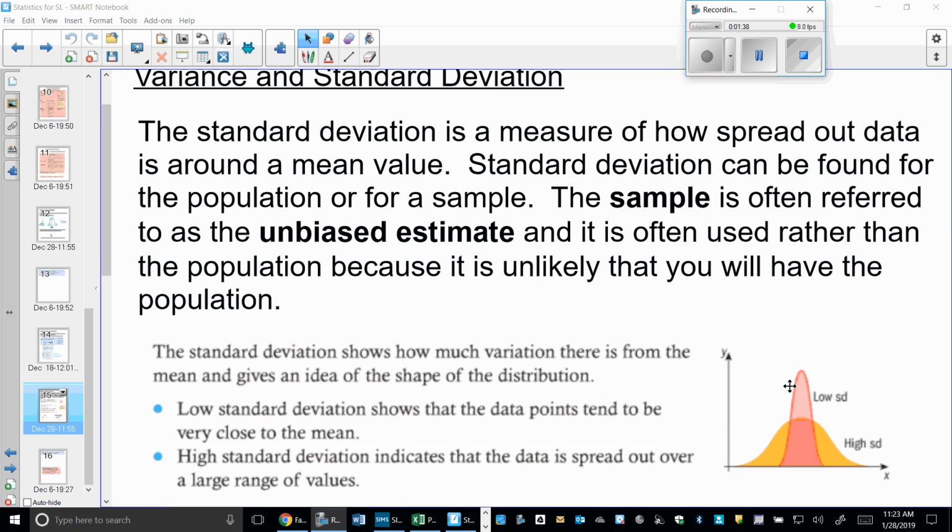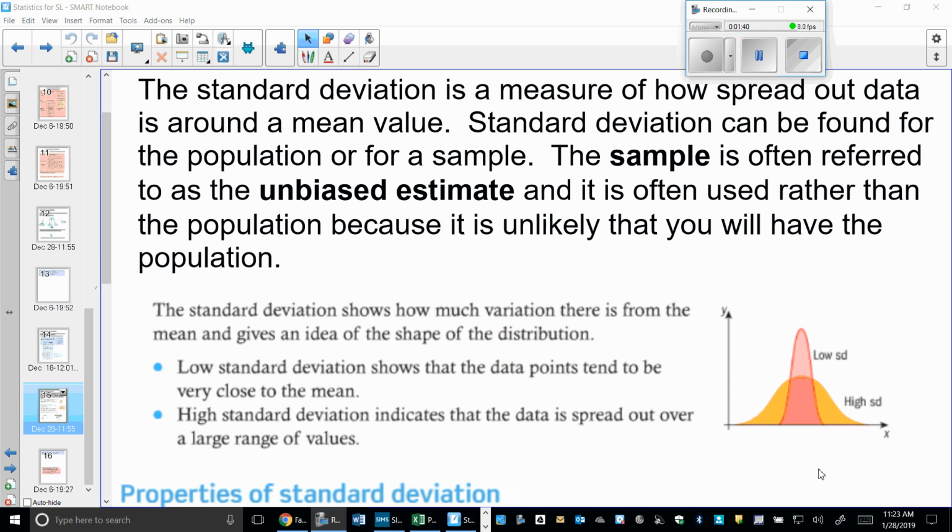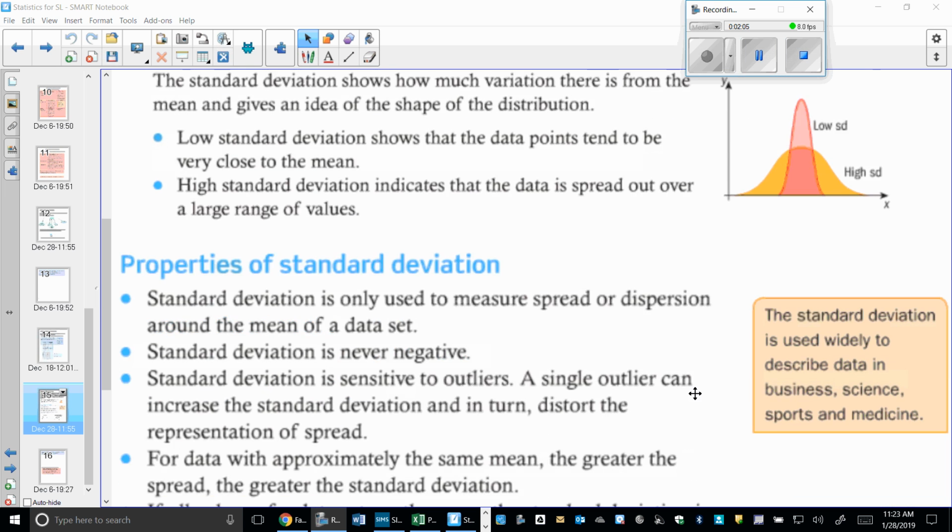There's lots of words here. Basically, I copied it from a book, and you don't necessarily need to absorb all of the words. So as you can see here, this red bump here has a low standard deviation because all your data is very close together. It's not very spread out from the mean. This would be a high standard deviation because it's a lot further spread out. Yeah.